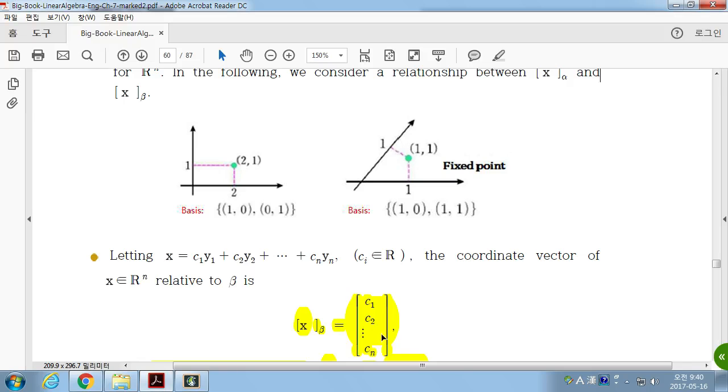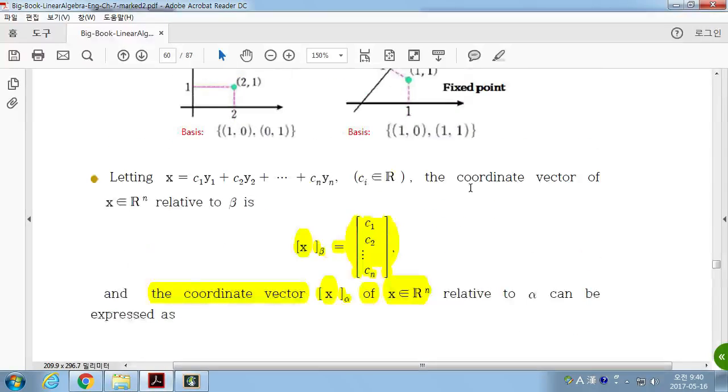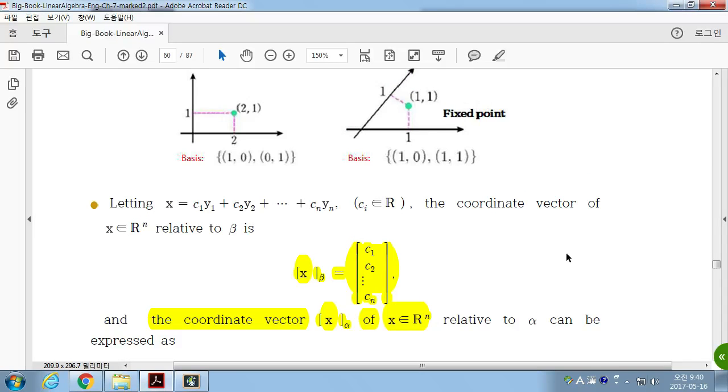Clear? Okay. The coordinate vector of this point with respect to this basis alpha and the coordinate vector of this point with respect to this different basis beta are representing the same point, but the coordinate vectors look different. Okay? So what's the relationship between these two? They are representing the same point, but the representations look different because the coordinate vectors look different. What's the relationship between them?